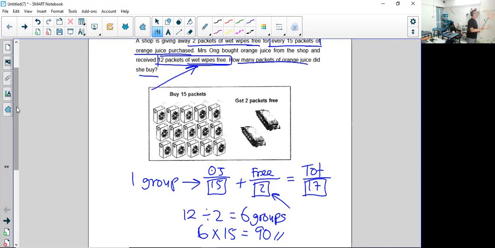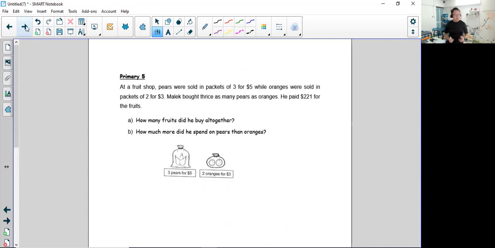Okay, let's go to the next one, and you will see there's a Primify problem, and it gets a little harder, but the pictures still look quite similar, like 3 pears for $5, 2 oranges for $3. So when you see something like that, more or less, we are going to use grouping. So at the fruit shop, pears were sold in packets of 3 for $5. Oranges were sold in packets of 2 for $3. And Malik bought 3 times as many pears as oranges.